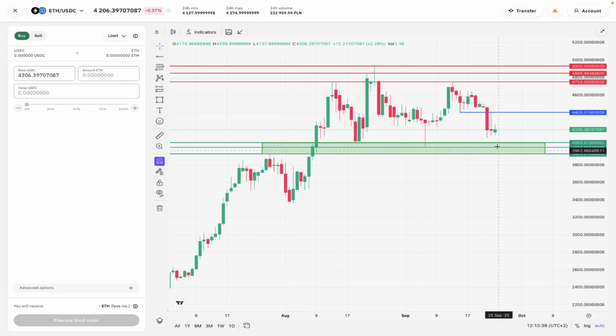So the bulls will be protecting this zone here. They did it here, they did it here. Now, will they be strong enough to do it again and then go back to the range, building the base for further movement to the upside? We will see. That's the question right now, what to do with Ethereum.